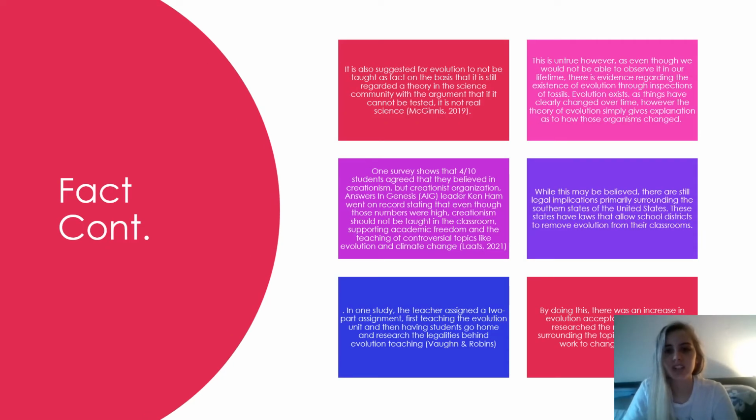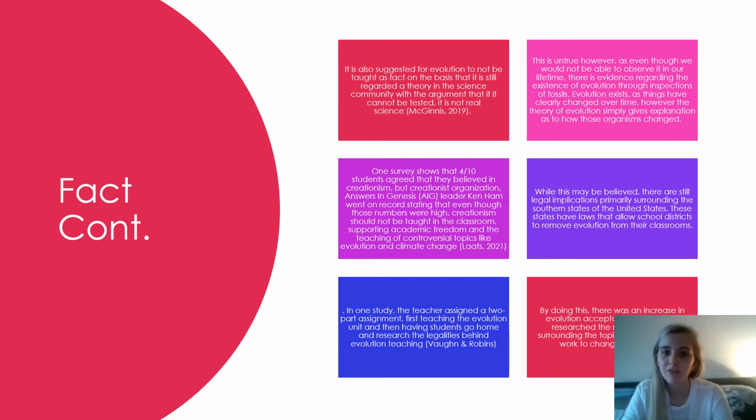It is also suggested that evolution not be taught as fact on the basis that it is still regarded as a theory in the scientific community, with the argument that if it cannot be tested, it is not real science. This is untrue, however, as though we would not be able to observe it in our lifetime, there is evidence regarding the existence of evolution through inspection of fossils. Evolution exists, as things have clearly changed over time. However, the theory of evolution simply gives explanation as to how those organisms changed.